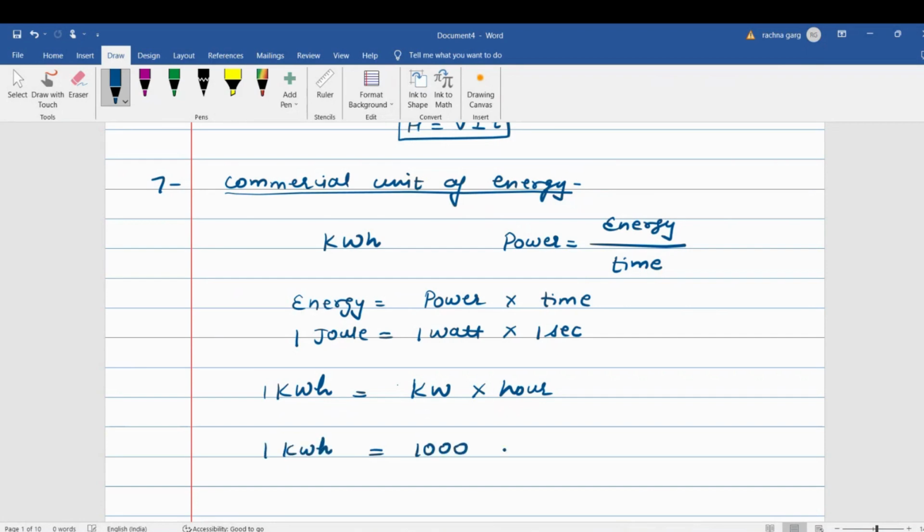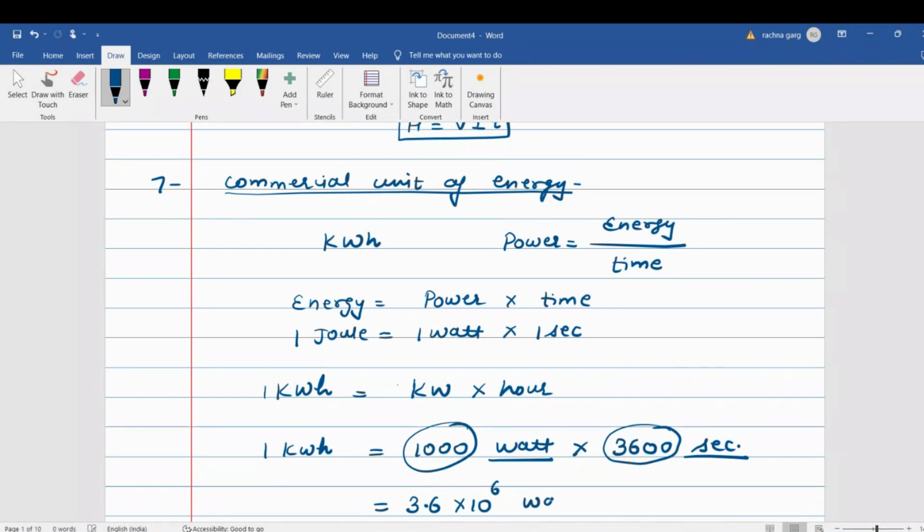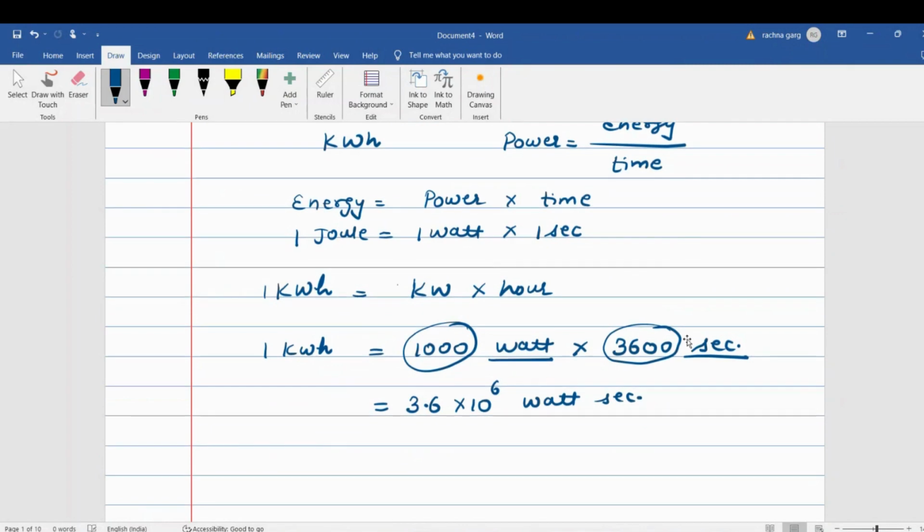is equal to 1000 watt into 1 hour, 3600 seconds. Now watt second is joules. So when you write this and this in scientific notation, 3.6 into 10 raised to the power 6 watt second, and 1 watt second is equal to 1 joule. So 1 kilowatt hour is equal to 3.6 into 10 raised to the power 6 joules.